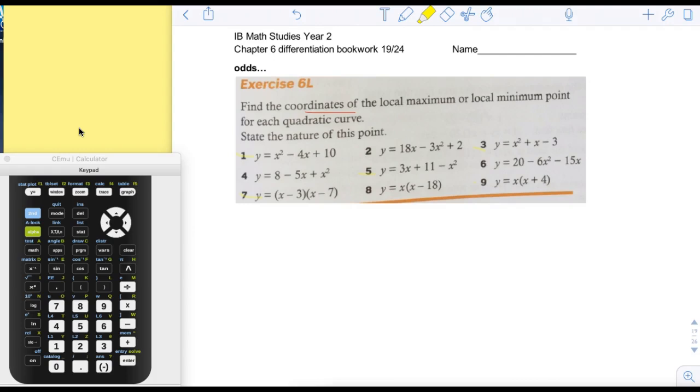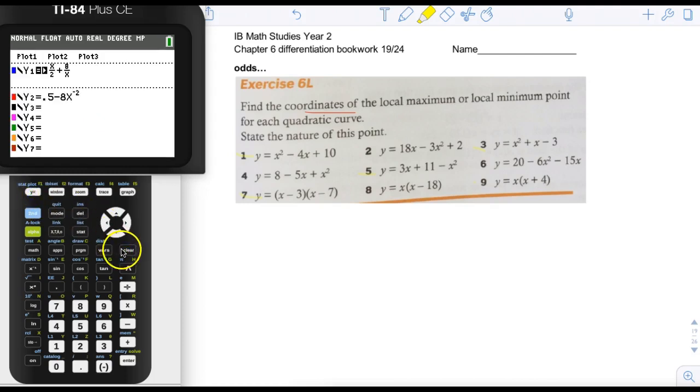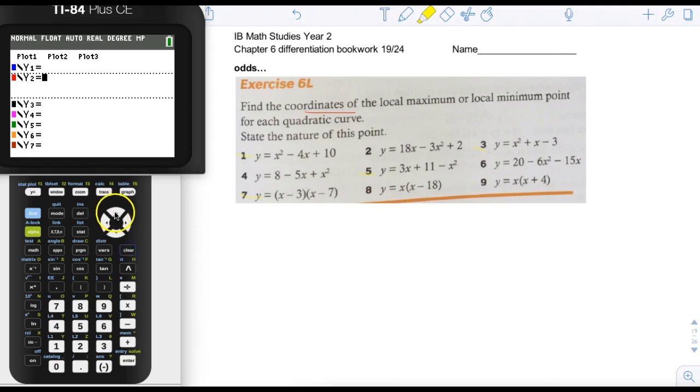Find the coordinates of the local maximum or local minimum point for each quadratic curve and state the nature of this point. First of all, I'm going to show you how you would do it without calculus, without derivatives. The only reason I'm showing you this is because if they don't tell you to take the derivative, they can't really force you to use derivatives to find maximum or minimum points in math studies because they allow you to use a calculator. And you remember second calc max or second calc min? Well, you can always use second calc max and second calc min to find a minimum or a maximum point.